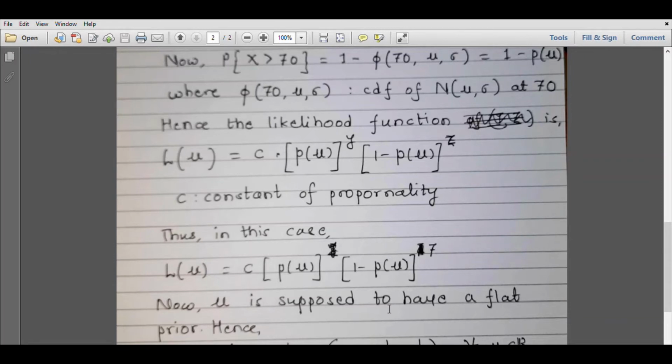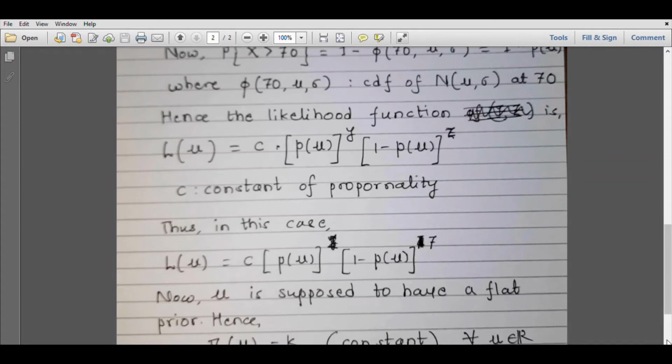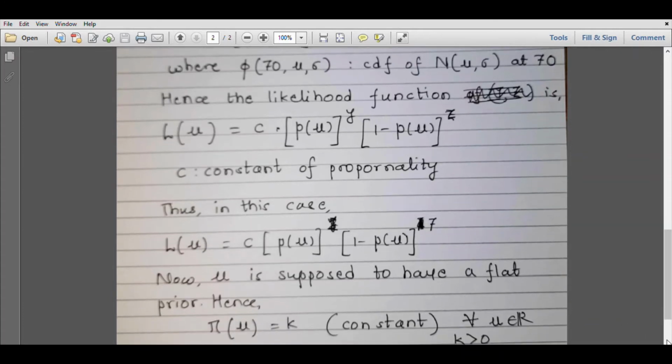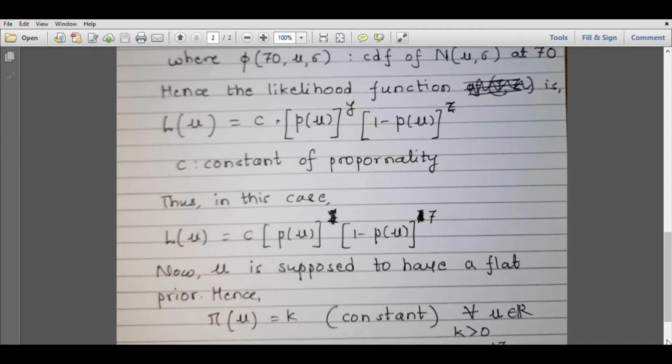Now mu is supposed to have a flat prior. Usually when a flat prior is attached to a parameter, it means that no proper prior information is available regarding that parameter. So in short, we cannot favor one particular value of mu over the others. All values are to be treated equally, and so the density function is constant. Suppose that constant is k. Then the flat prior density of mu can be specified like this.